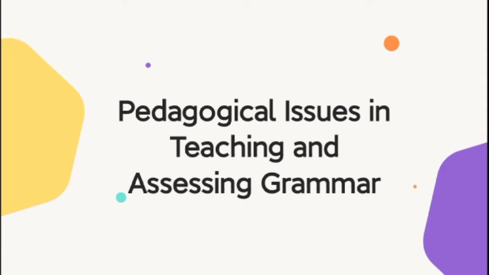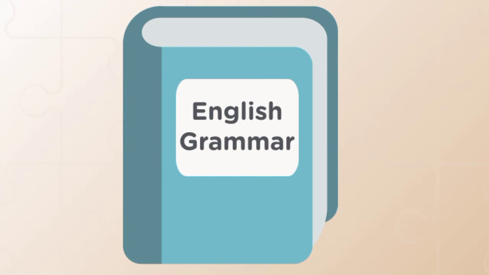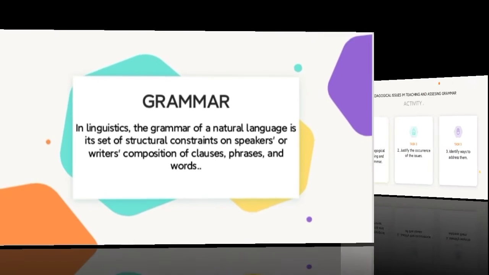But before I proceed, let us first define the meaning of the word grammar. In linguistics, the grammar of a natural language is its set of structural constraints on speakers' or writers' composition of clauses, phrases, and words. So, based on the given definition, grammar is the study of how words and punctuation are used and put together to create sentences or phrases.